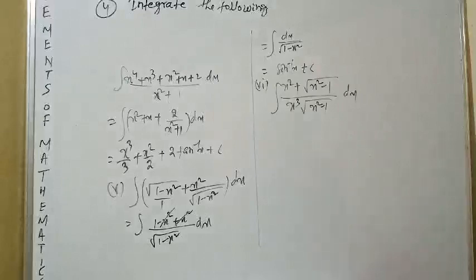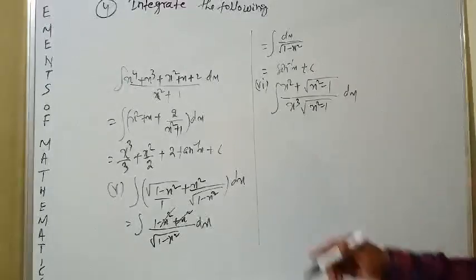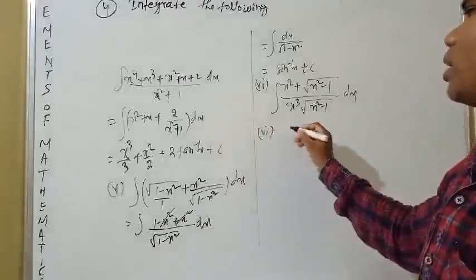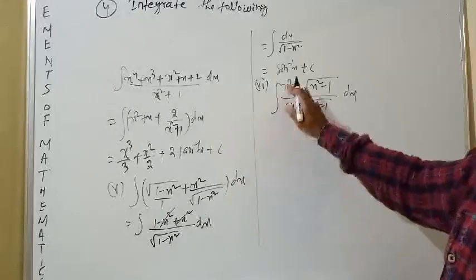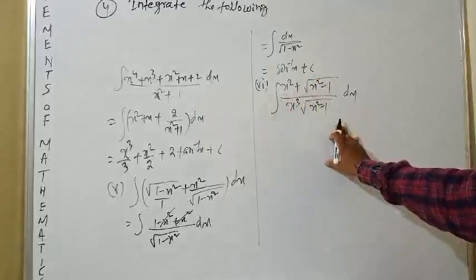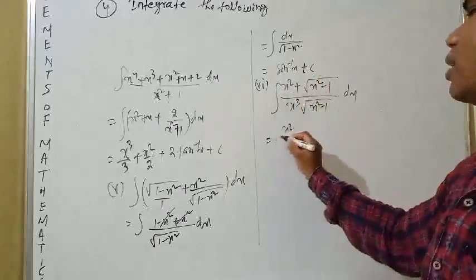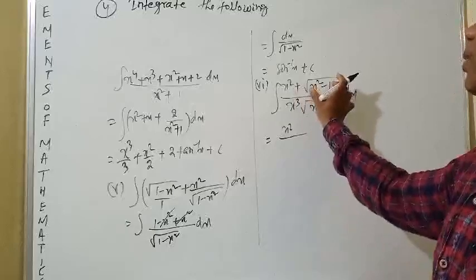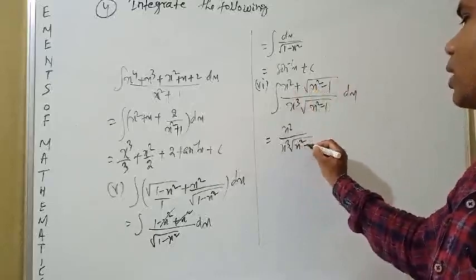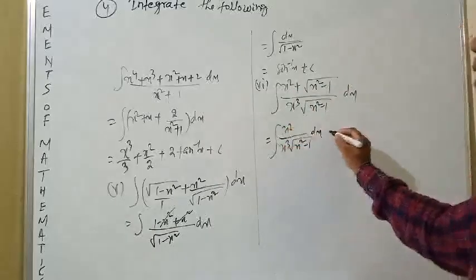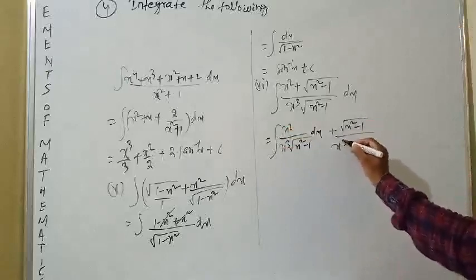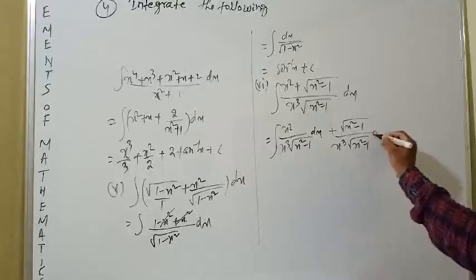You see the next question. This is the last question of exercise 9a. You see the question is given x square plus root over x square minus 1 by x cube root over x square minus 1. You divide it, x square by this and x root over x square minus 1 by this: x square by x cube root over x square minus 1 dx plus root over x square minus 1 by x cube root over x square minus 1 dx.